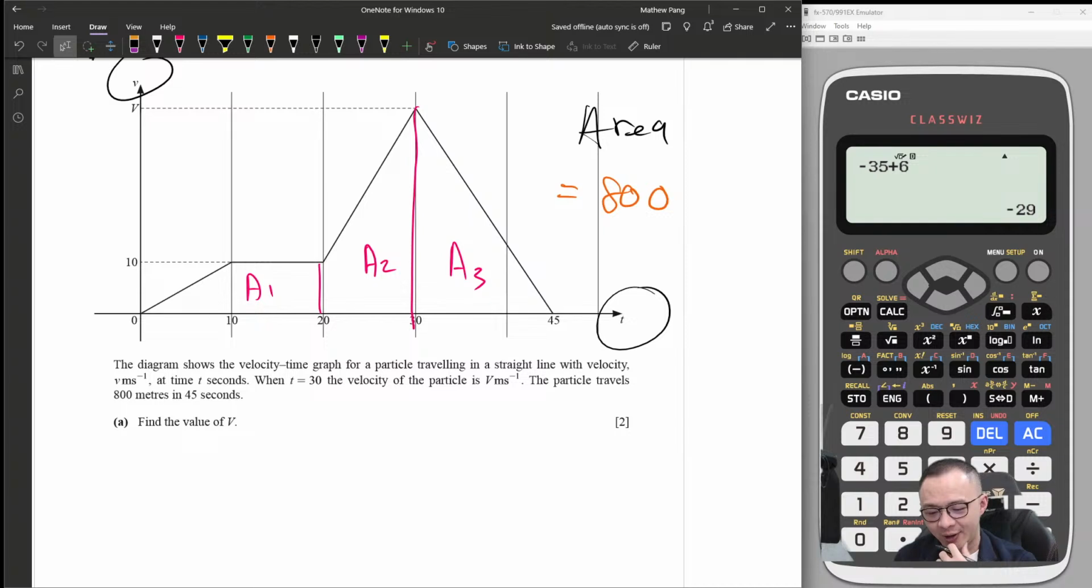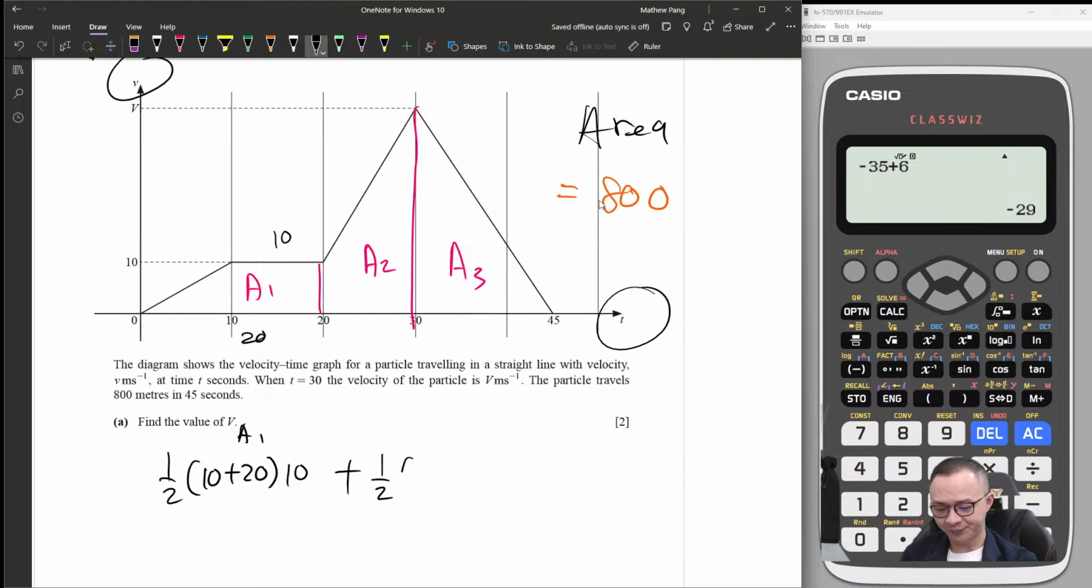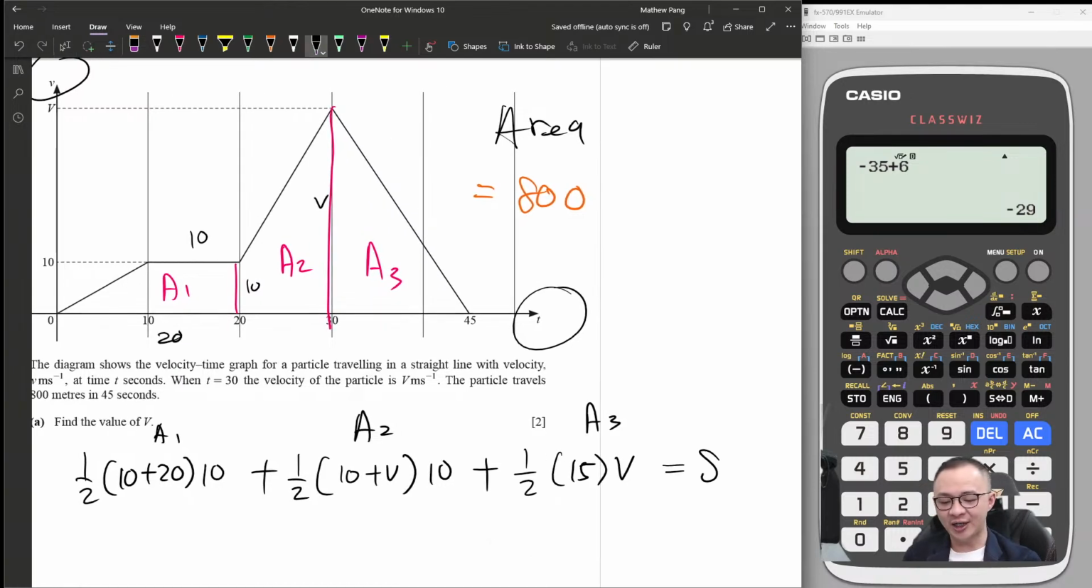Alright, so let's find A1 first, which is a trapezium. Top will be 10, bottom will be 20, height will be 10. So half times (a + b) multiplied by the height. This is A1. A2 will be half times, this is 10, this is v, height will be 10, so (10 + v) multiplied by 10. This is A2. A3 is a triangle, half times base 15, height v. Two trapeziums and one triangle equal 800.